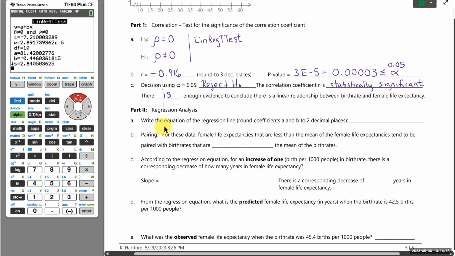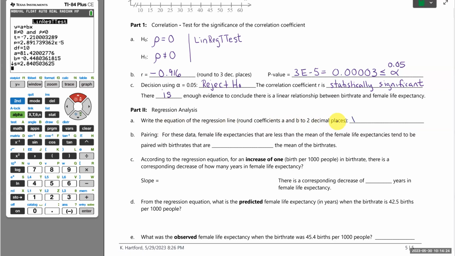All right, so let's write the equation of the regression line. We're going to round A and B to 2 decimal places. So for the regression line, we're going to do y hat to represent the y value on that line. And then on the calculator here, A is 81.42.